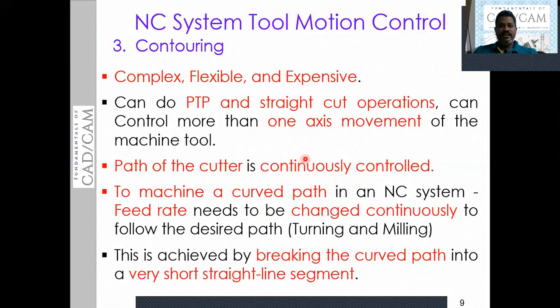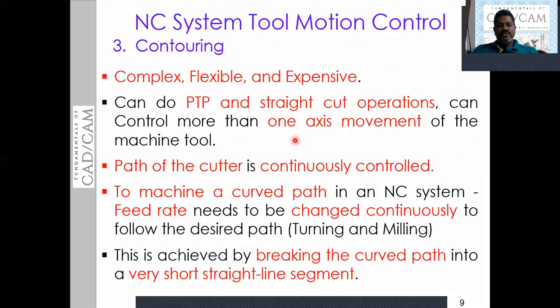Each axis has a different speed, so once we implement this type of contouring tool motion control system, we have to adapt this tool motion. The path of the cutter is continuously controlled. That means the coordinates of the path vary continuously from point to point. That is the feature of contouring, so the tool can move in a controlled path, at a controlled speed and with a controlled feed.